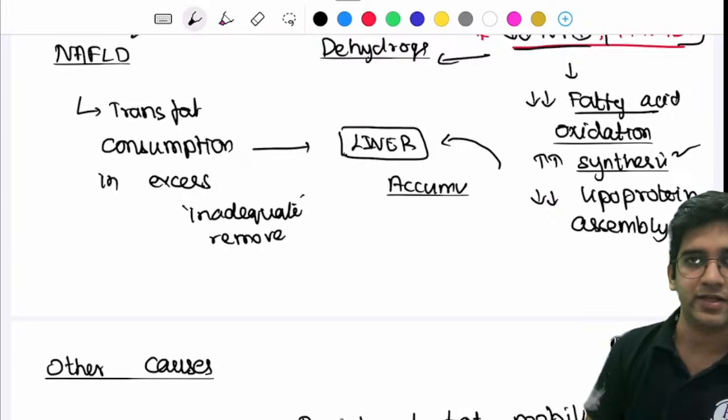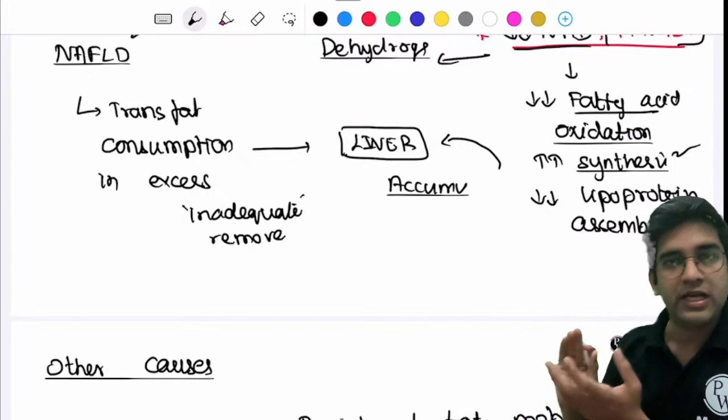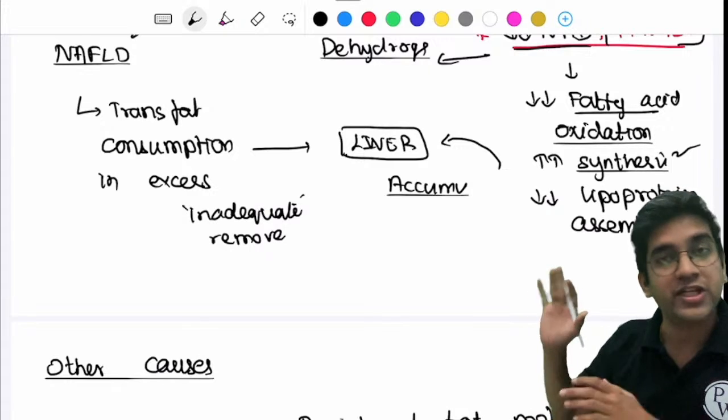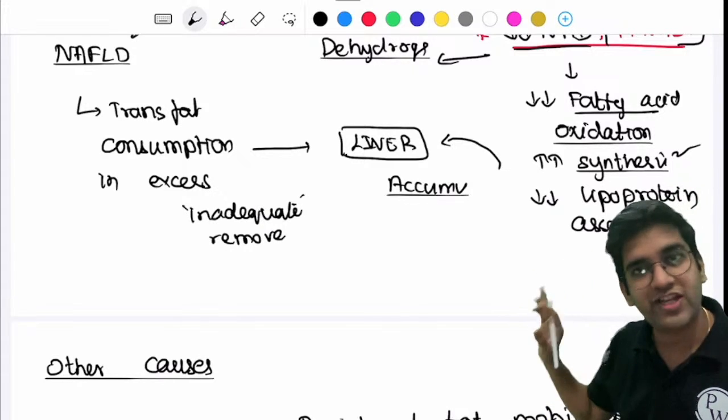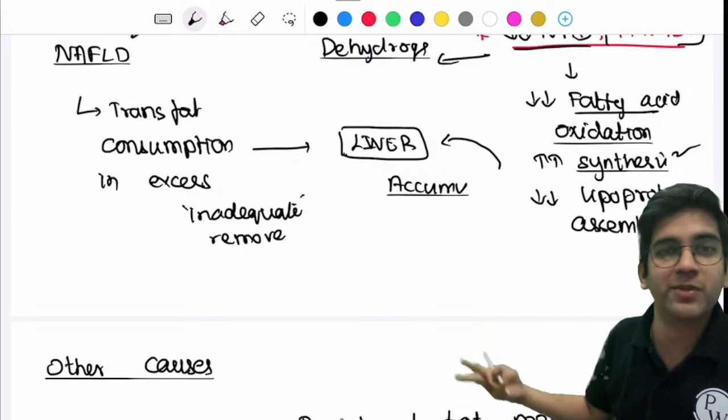Obviously it will accumulate, right? So that's how alcohol causes fatty liver. Because of the metabolism, I'm having more and more NADH. This is not there in Robbins. It was there in the previous edition of Robbins, but they have removed it. But this makes much more sense for me to understand, right?